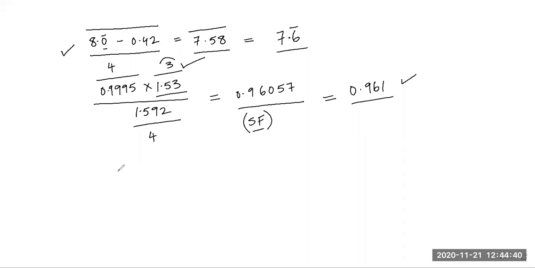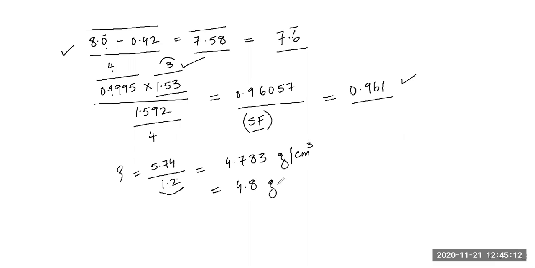So he says find the density. Density is equal to mass by volume. Mass is 5.74 gram. And the volume is 1.2. Then this will be equal to 4.783 grams per centimeter cube. Am I right? So what will be the answer, students? In division and multiplication, this has two significant figures. This should also have two. So it will be 4.8 grams per centimeter cube.